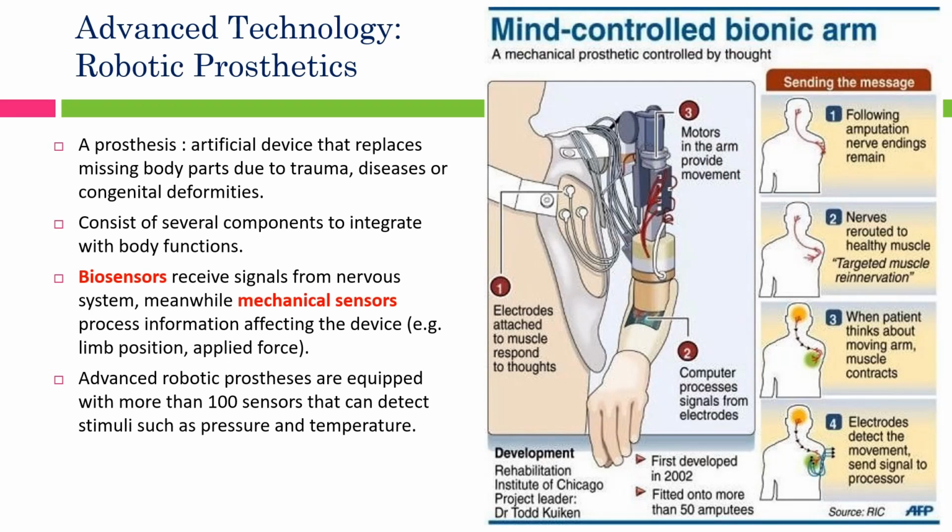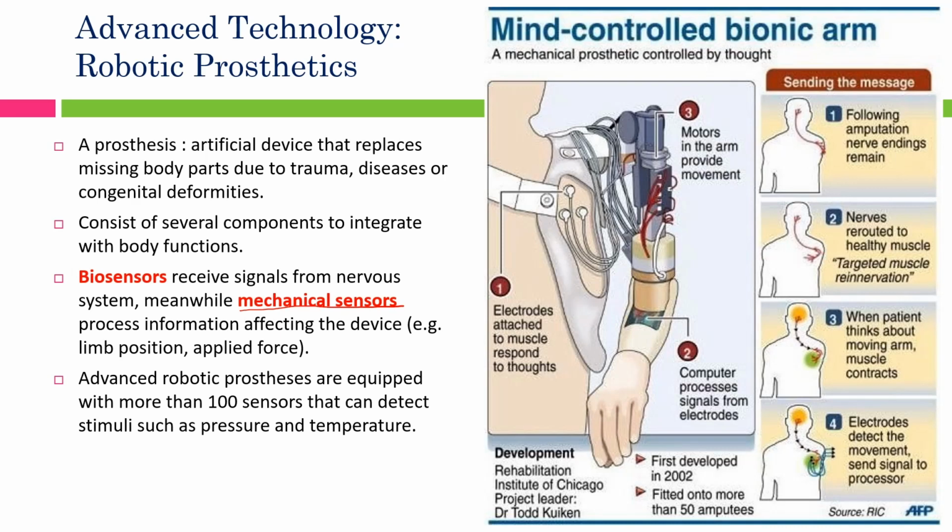In advanced technology, the introduction of mind-controlled robotic prosthetics allows patients with amputations, traumatic injuries, or those who were born without a limb to have a complete and full range of motion. A prosthesis is an artificial device that replaces missing body parts. It consists of several components that integrate with body function. The biosensor receives signals from the nervous system, while the mechanical sensor processes information affecting the device, such as the position of the limb and the applied force.